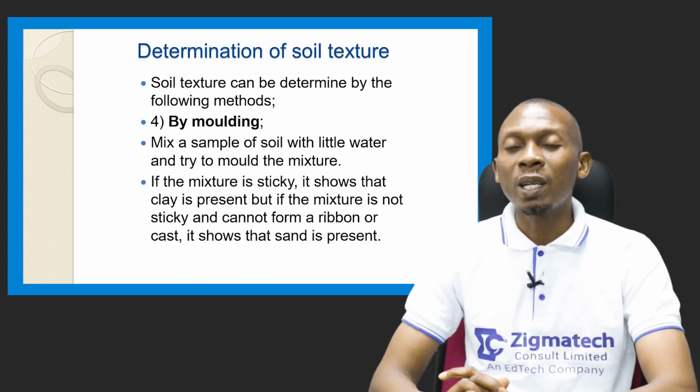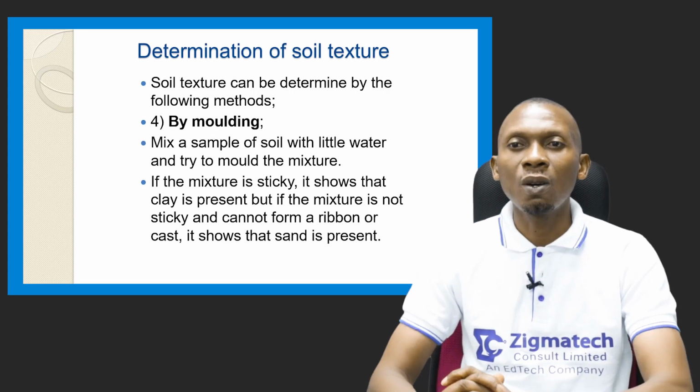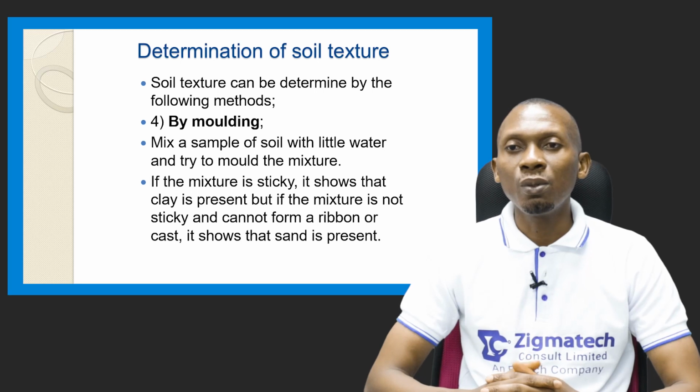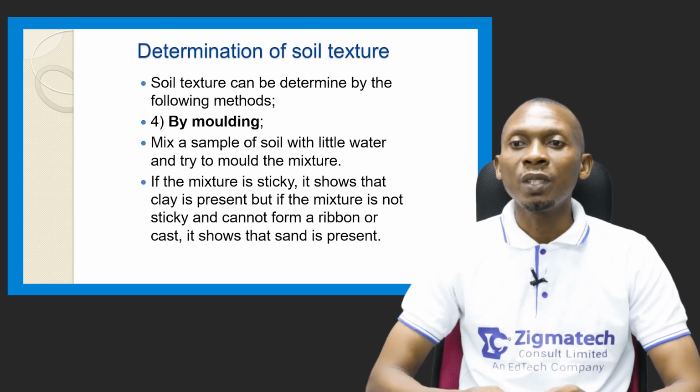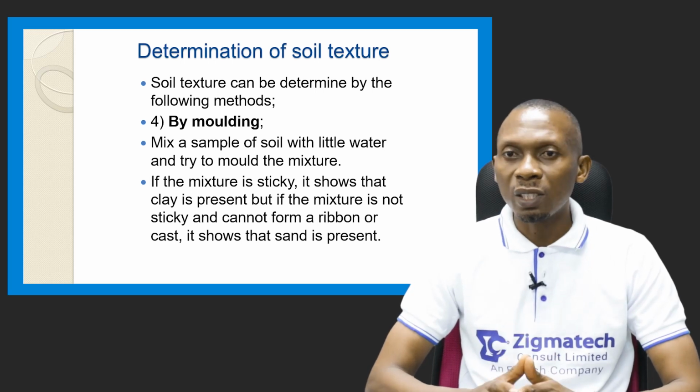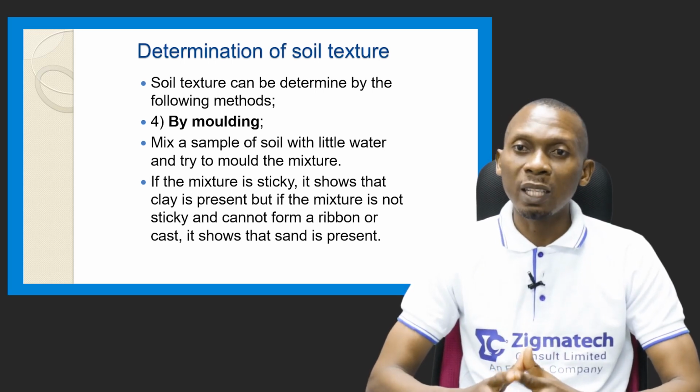Another method by which we can determine soil texture is called molding. So when you mold a soil sample after adding a little water, if it's able to mold, you know that you can classify such a soil sample. If it doesn't mold, you're also able to classify it.